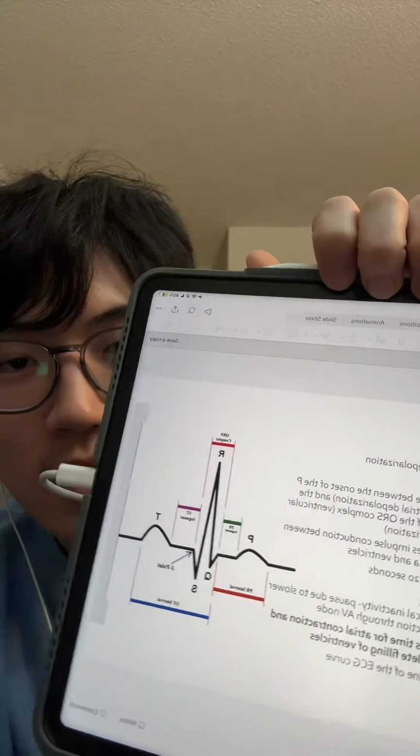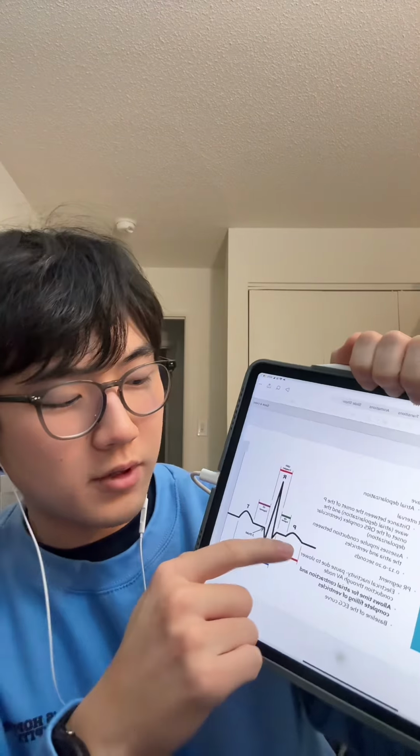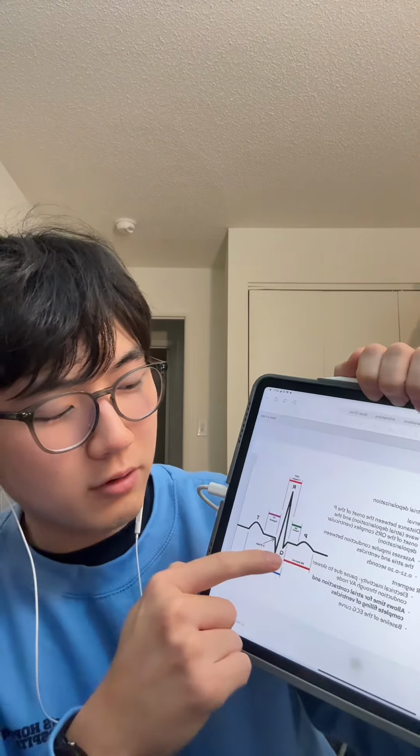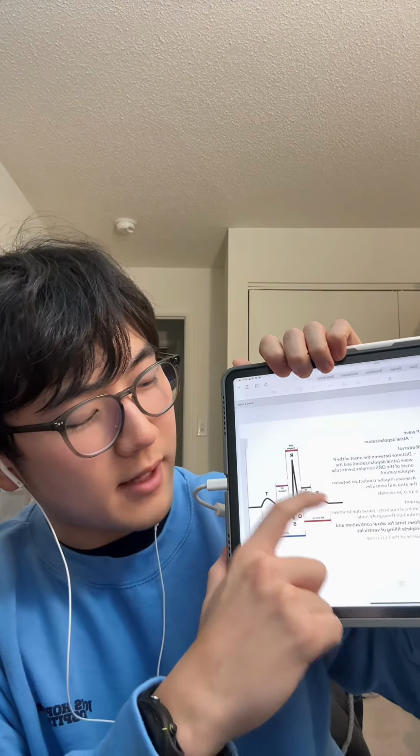So the P is just going to be your atrial depolarization. The PR interval is going to be from the start of the P all the way to the Q, and that's just the distance between the onset of the atrial depolarization and the onset of the QRS complex, which is the ventricular depolarization. Then we have the PR segment, which is the small segment right after that small P wave to the Q, and that just allows time for atrial contraction and complete filling of the ventricles because we're about to go into that systole.